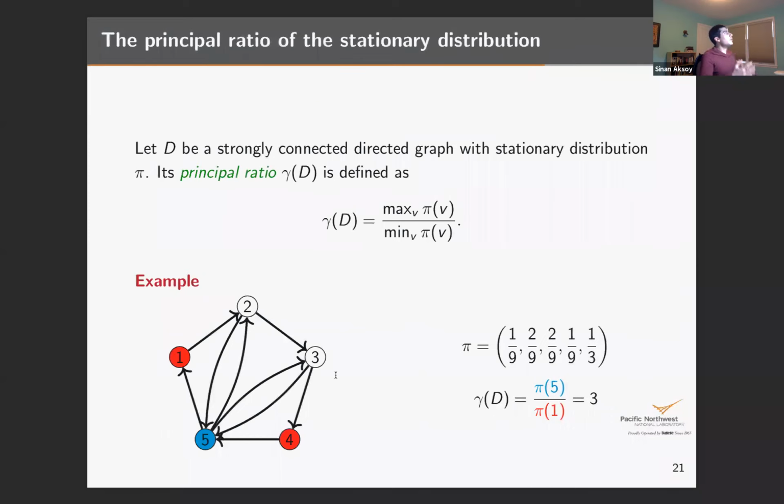So we want to think about both of those and again, attack those from an extremal point of view. So with regard to that second question of how small can pi be, there's a quantity in the literature called the principal ratio. So this is really just, as we saw before, the ratio of the largest to smallest entries in the stationary distribution. So if this is my example here of a graph, and in this case here is pi, and it's very simple, the principal ratio in this case is just 3.